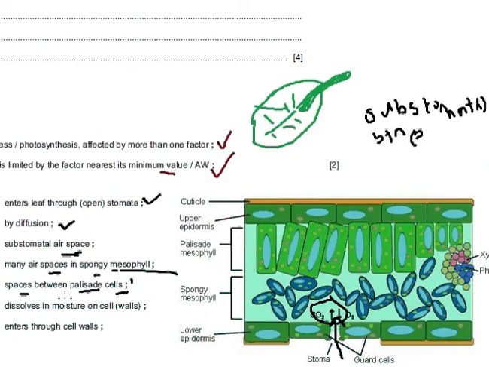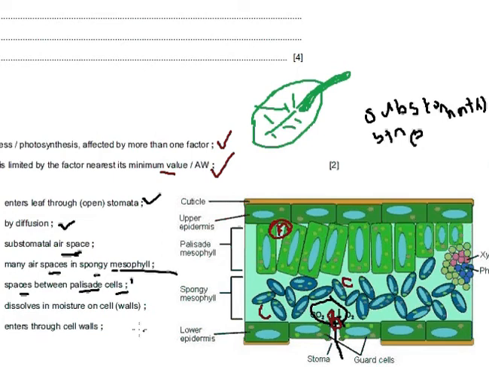Okay, so this is the A region, this is the B region, airspaces over here, and the other one is here. These are the spongy mesophylls. So hope that was clear.